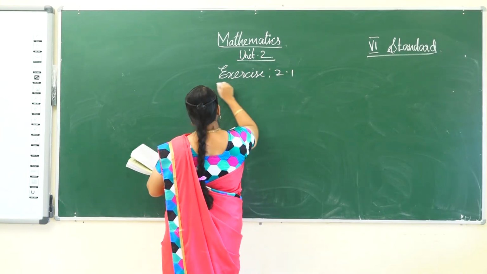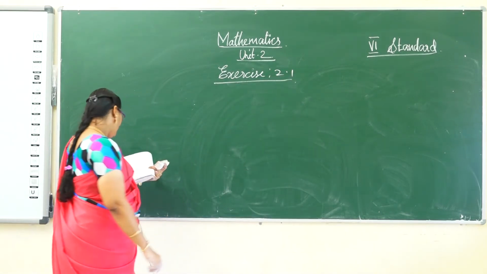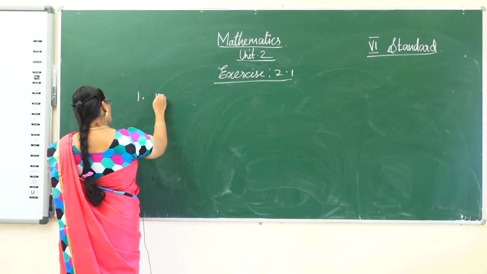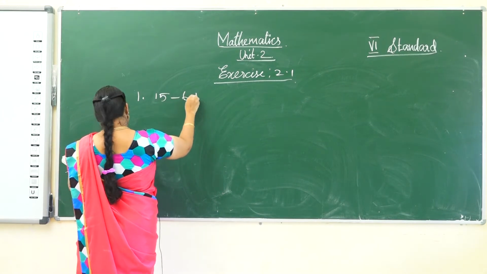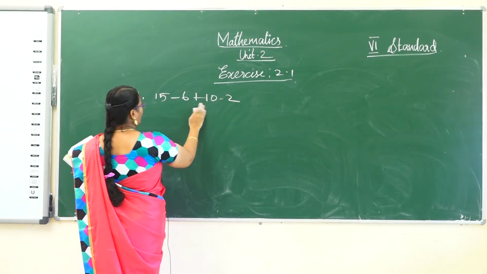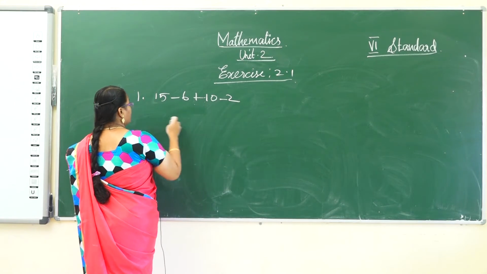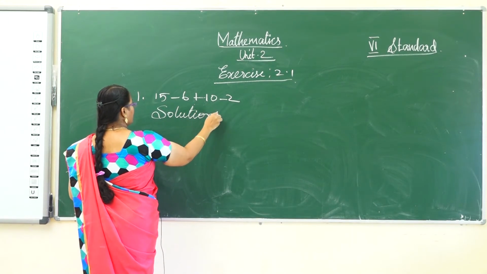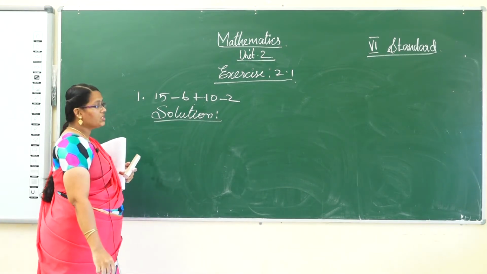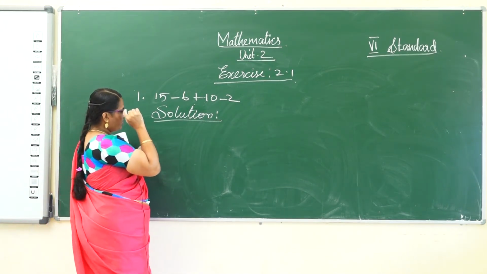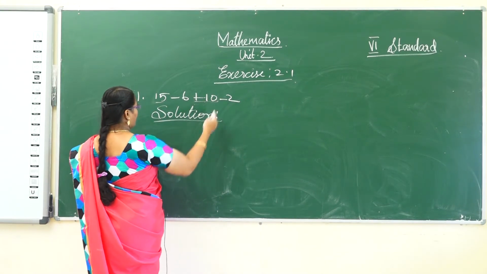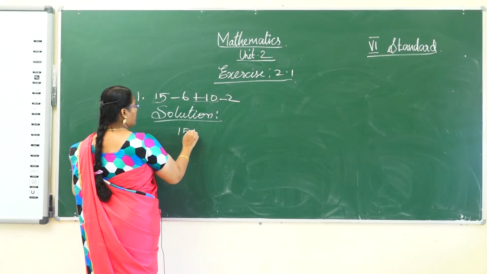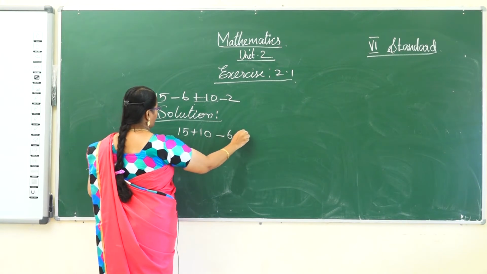Exercise 2.1. Simplify the following numerical expressions. The first one: 15 minus 6 plus 10 minus 2. Here only two operations are given, addition and subtraction. So first preference to addition. Which are the positive values? 15 and 10. So 15 plus 10 minus 6 minus 2.